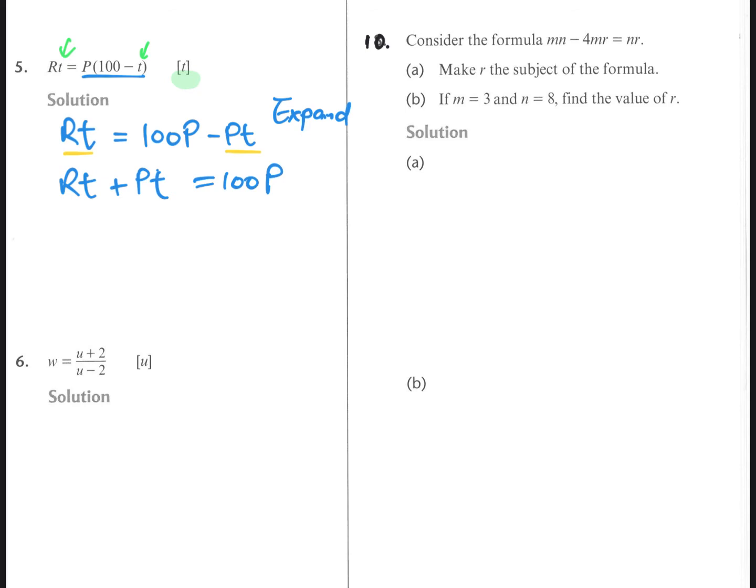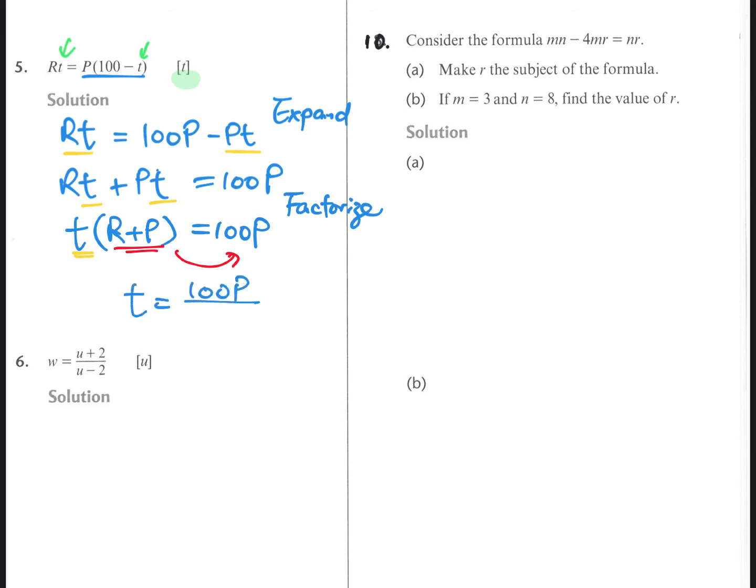Now, I want to have T to be the subject. So we take out T as the common factor, having R plus p in the brackets equal to 100p here. And in this step, we do factorization because after I group the T on one side, next we take it out as a common factor to make a single T. Finally, this is something we don't want to have on the left-hand side, so we do division. Finally, the formula turns out to be T equals 100p over R plus p.